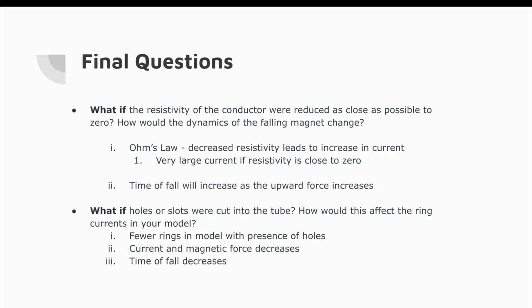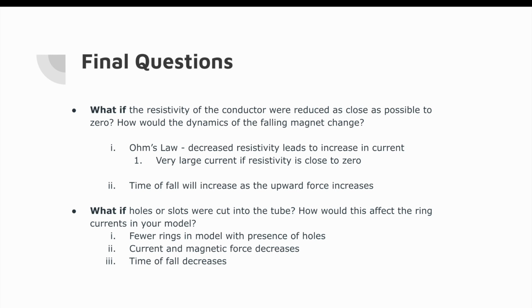And so some of the final questions we see here is, what if the resistivity of the conductor were reduced as close as possible to 0, and how would this change the falling magnet's speed and the time? So according to Ohm's law, we know that a decreased resistivity leads to an increase in current. So essentially, if the resistivity was reduced to 0, we would see a very large current, which will increase the magnetic force going upward and increase the time of the fall.